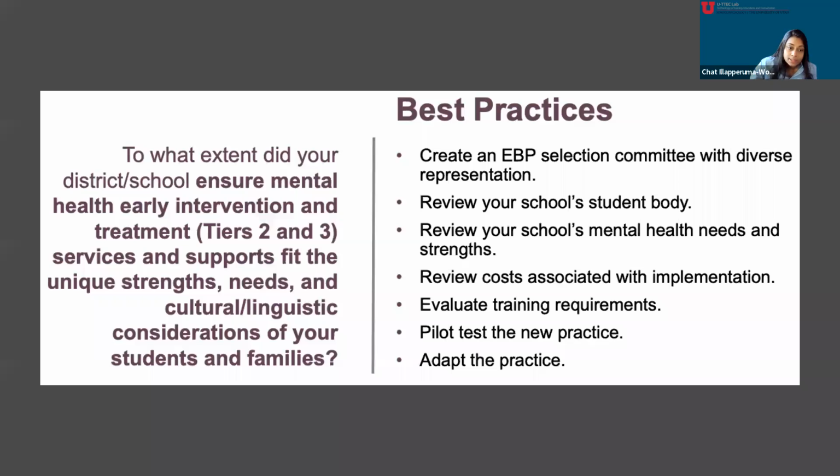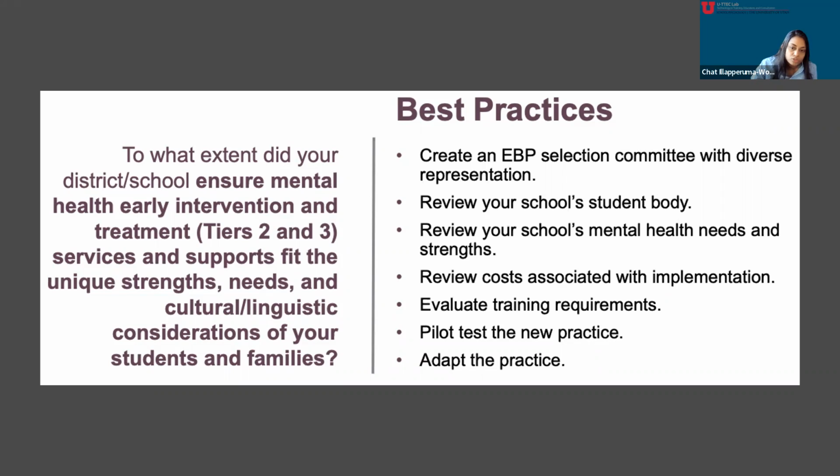Pilot test a new practice. I mentioned this when we spoke about screening. Screening is great if you have implemented it throughout your school by now. But if you are new to it, pilot it with a classroom, pilot it with a group of students. That way it also helps to manage your costs and your time and your staffing.